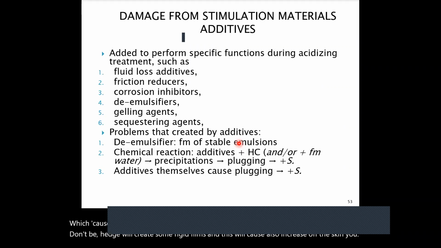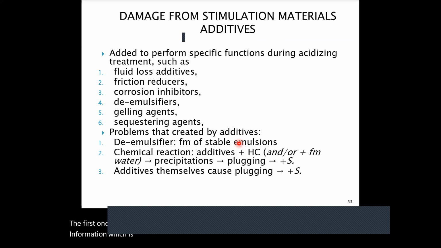So how about the additives? Normally we add this kind of additives to perform specific functions during acidizing treatment. So what are the functions? As listed here, we can have fluid loss additives, friction reducers, corrosion inhibitors, demulsifiers, gelling agents and sequestering agents.